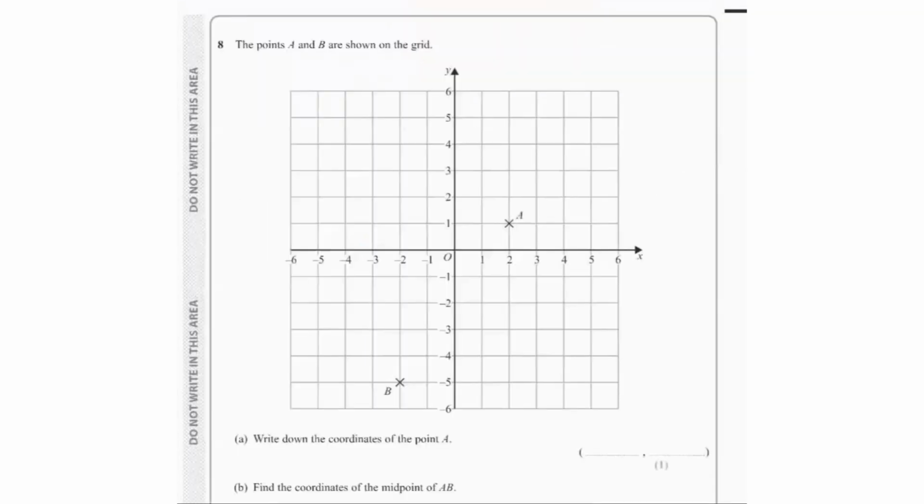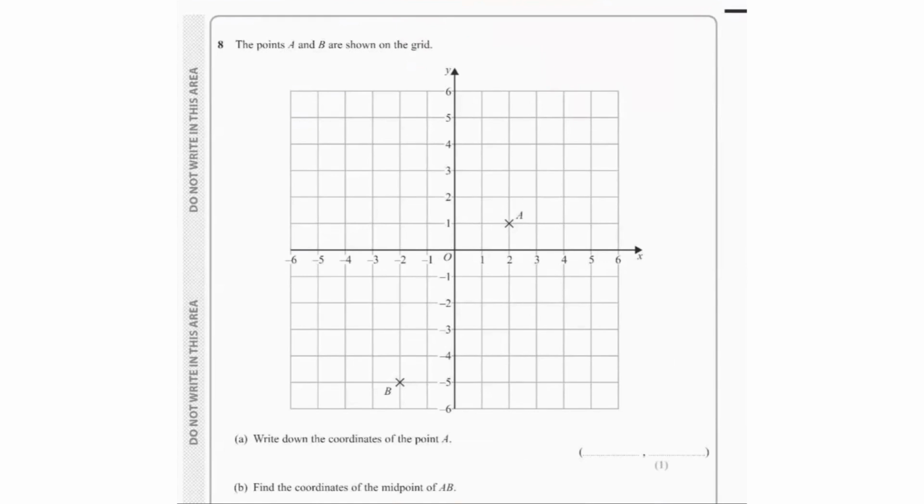Then it says, in the space below, draw a hexagon. So a hexagon is a shape that has 6 sides. So this is our hexagon. Question 8 says, the points A and B are shown on the grid.